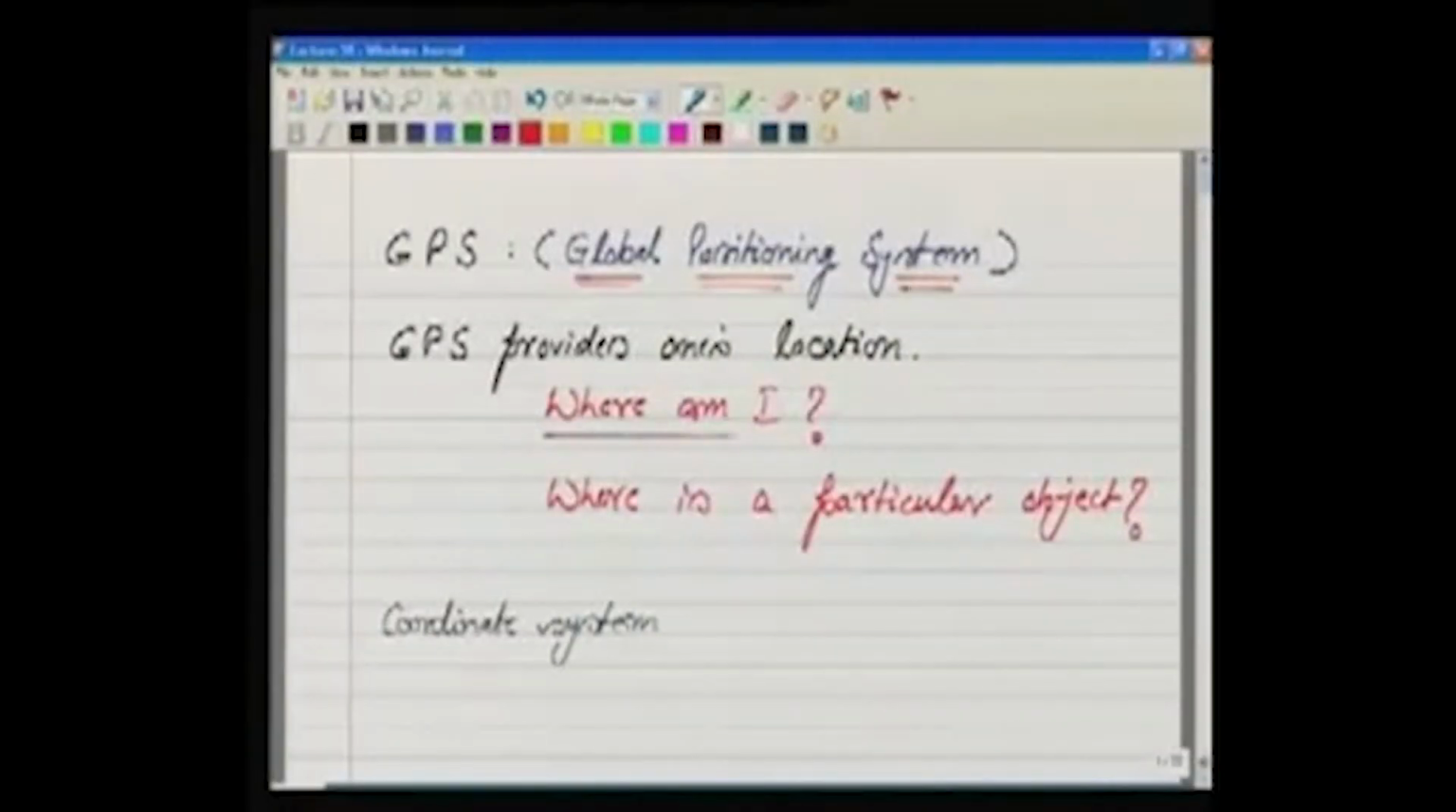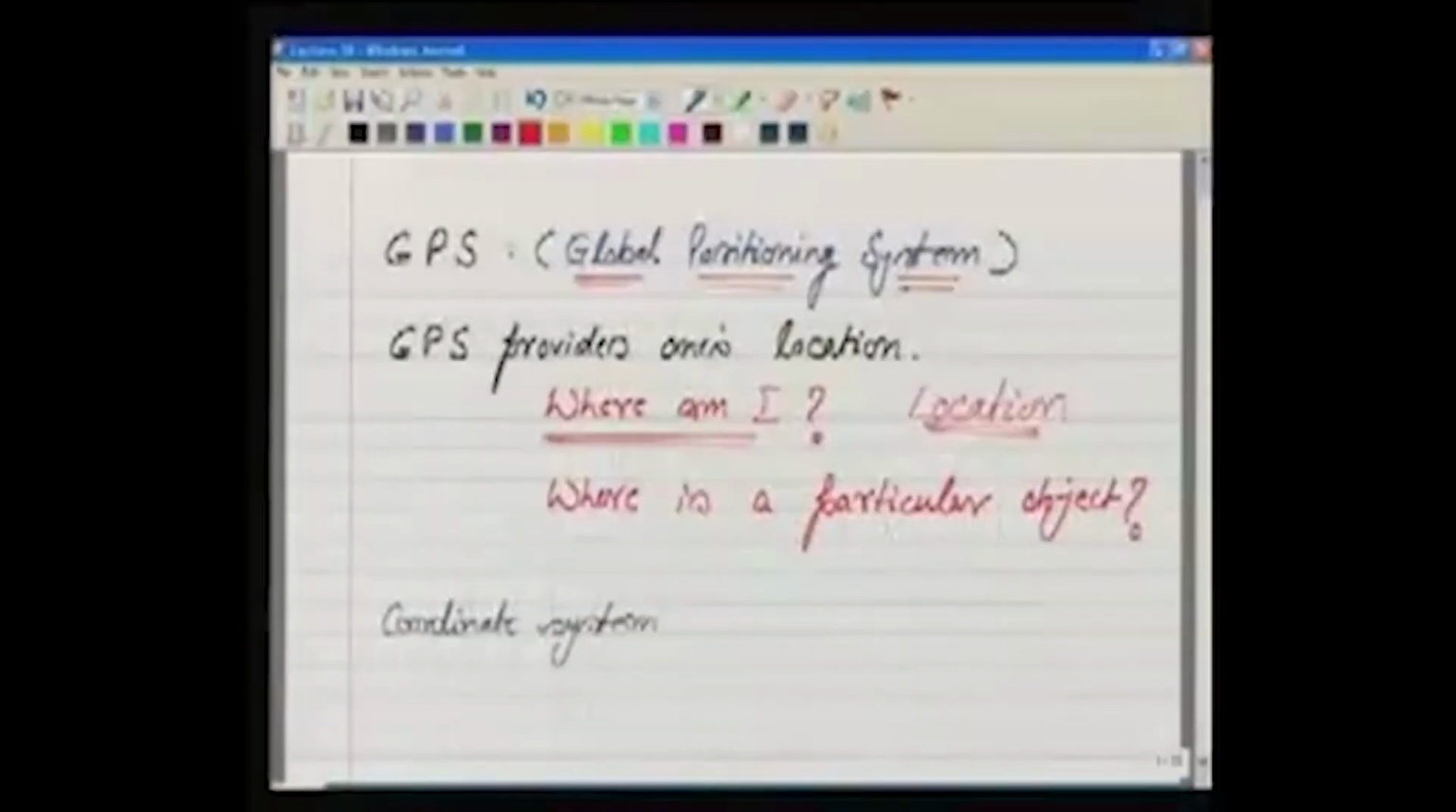So this position is really very important, because the question, where am I, the location, is now a very, very important parameter. In many of our modern applications, we will see later on what kind of applications need the location, where I am, or wherever we are going, the GPS will give me that particular location. So location means, as we are saying, the coordinate system.